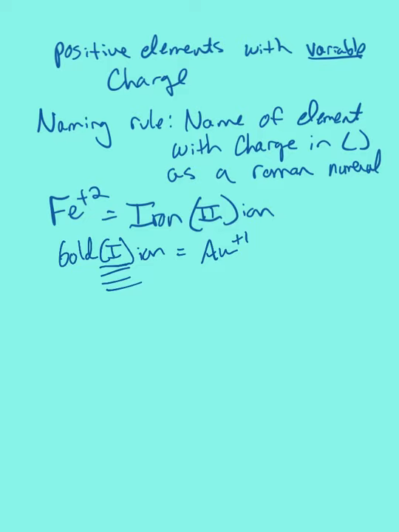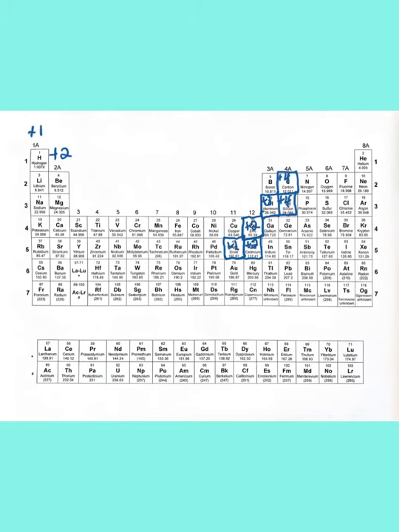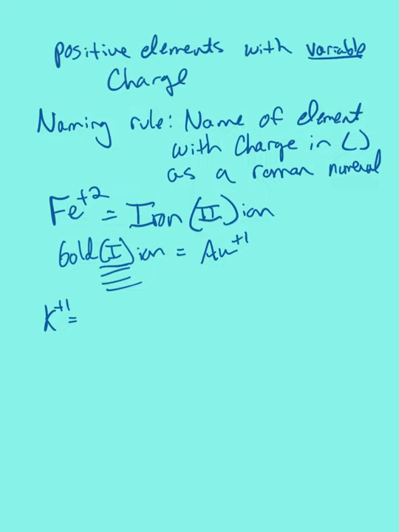Now the tricky part is that you have to know which is which, right? So if I give you K plus 1, you have got to find where K is on the periodic table. So we find K. Here it is, right there. Now, K is in group 1. So that means that it is a fixed charge. We don't need a Roman numeral. So we are just going to write potassium ion.